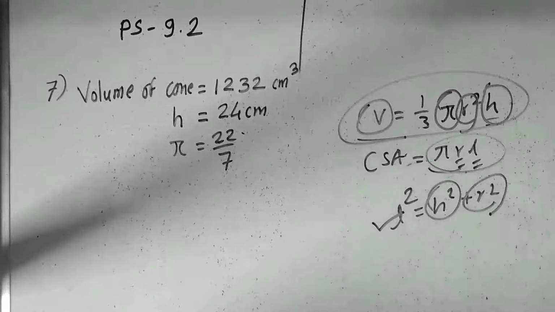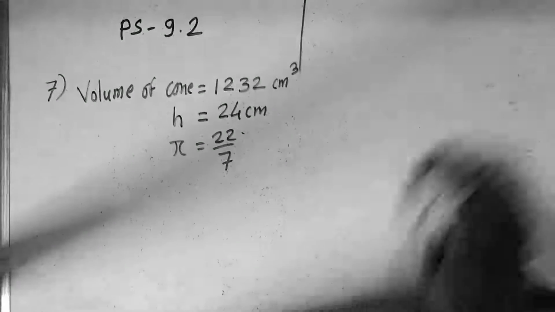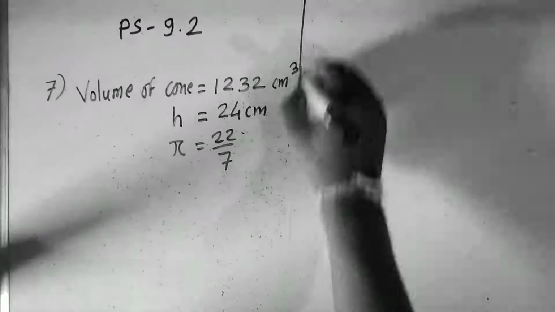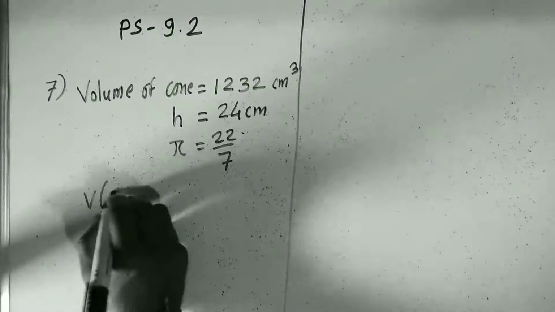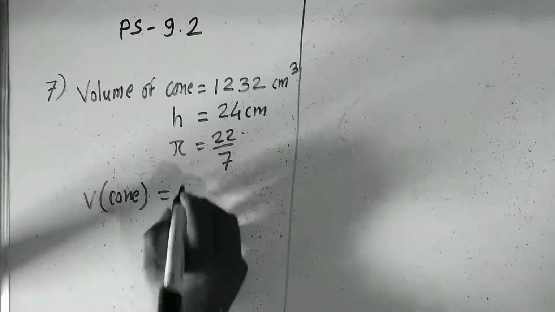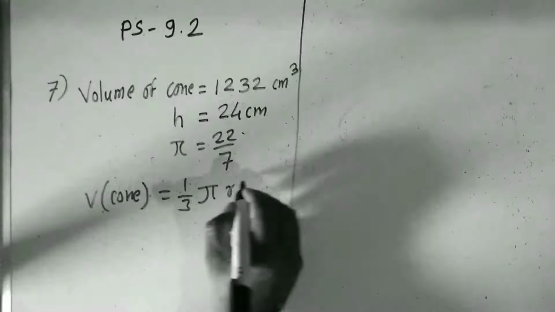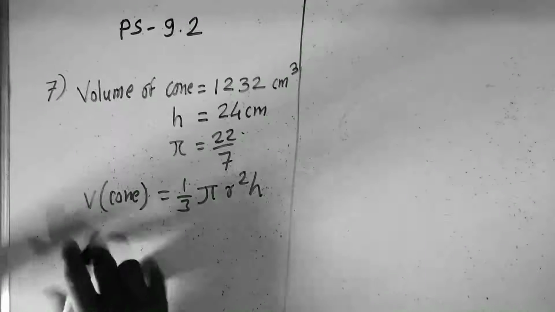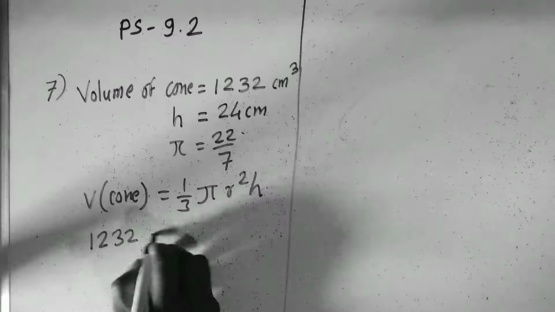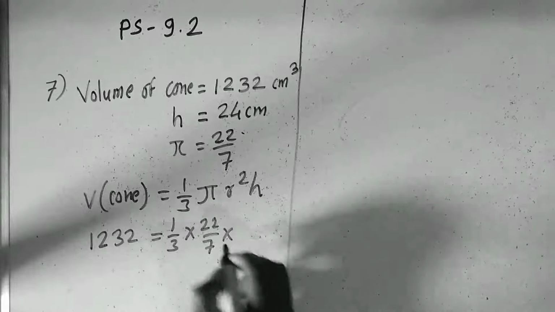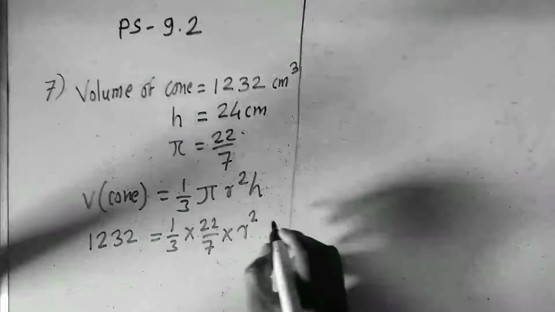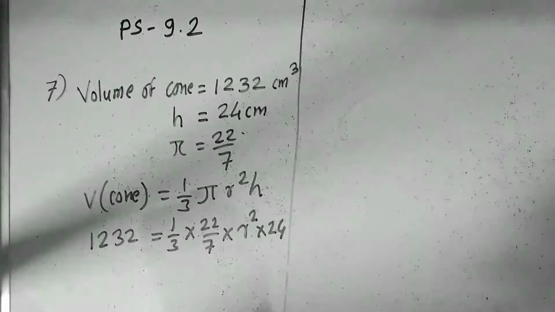So I will get the curved surface area. So this is the slant, this is the floor, not a slope. I have the formula: volume of cone equals 1/3 pi r squared h. Let's put here 1232 equals 1/3, pi's value is 22 by 7, multiplied by r squared, multiplied by 24.